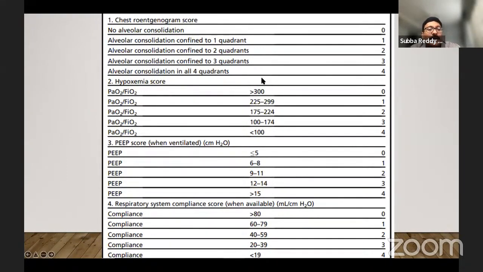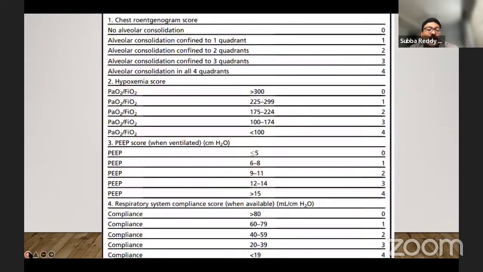And the hypoxemia, PaO2 by FiO2, we know, we monitor ABGs. If it is more than 300, then it is 0. And if it is less than 100, you give a score of 4. And PEEP, if it is less than or equal to 5, you give 0. If the PEEP is more than 15, you give a score of 4. The respiratory system compliance, if it is more than 80 ml per centimeter of water, the compliance is good, then you give a score of 0. If the compliance is less than 19 ml per centimeter of water, then you give a score of 4.